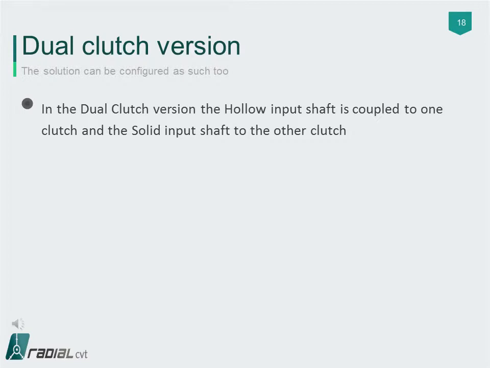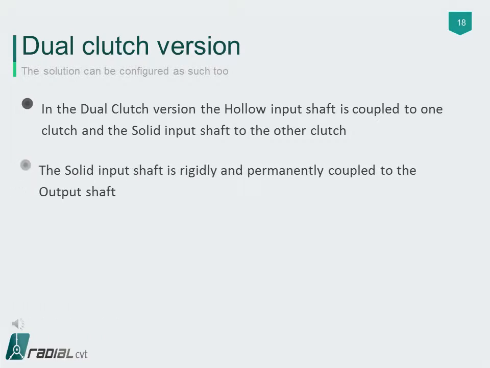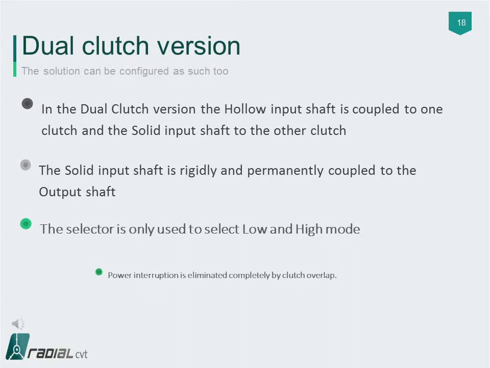The solid input shaft is rigidly and permanently coupled to the output shaft, and therefore the selector is only used to select low and high mode. Therefore, in this dual clutch version, power interruption is eliminated completely by clutch overlap in the dry dual clutch while shifting between low and direct mode and between direct and high mode.